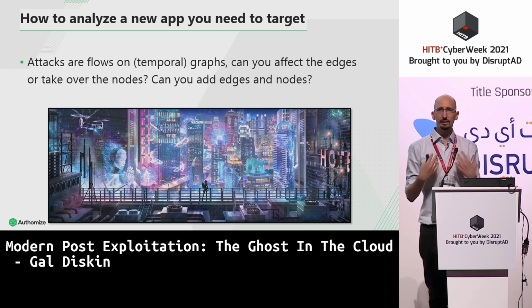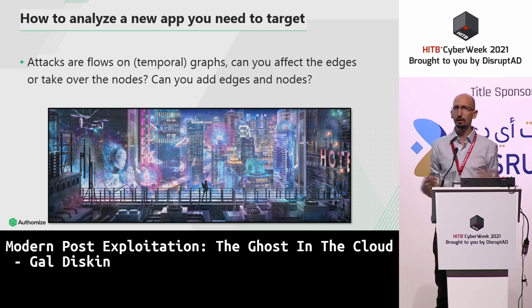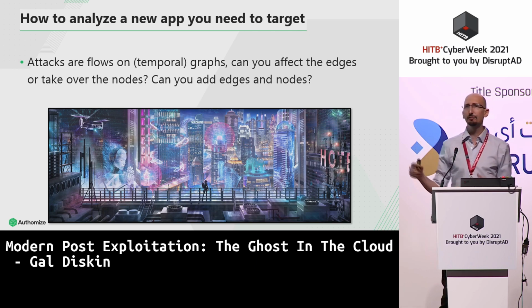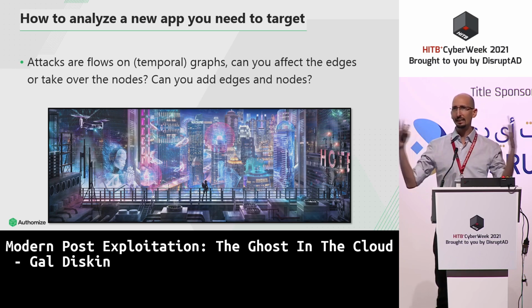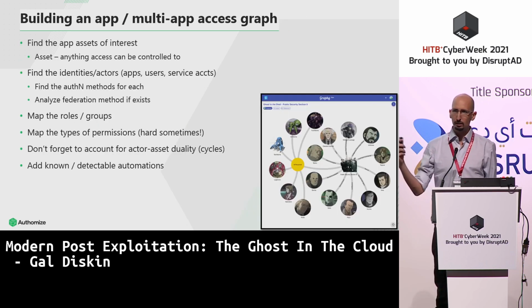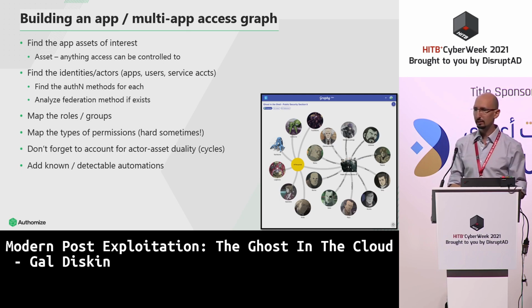How to understand the landscape and to know what to do in it is very challenging, but you need to build a graph of how the permissions work. There are two choices here. You can build a graph that is dedicated to a specific target, which is easier, or you can build a generic graph that will cover the way the permissions in the application work. I'm going to try and explain a little bit the methodology that I use to build this graph.